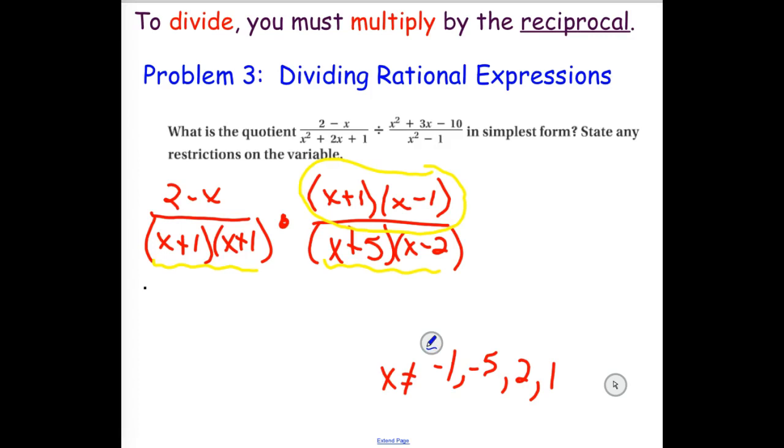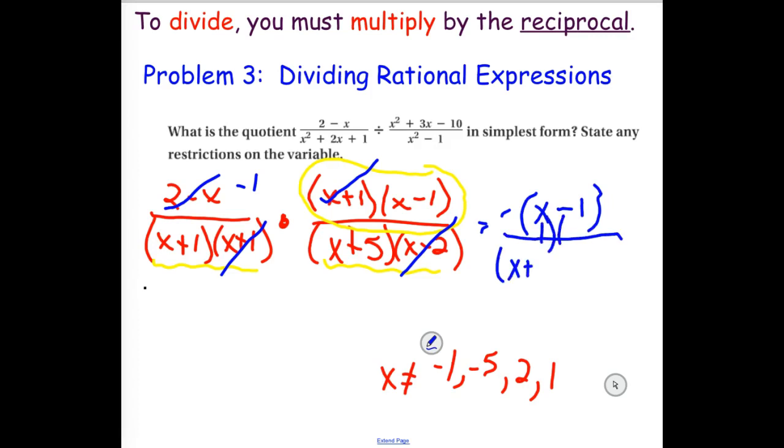What can we reduce out? There's an x plus 1 there. What else? Yeah, x minus 2 and 2 minus x are what? They're opposites. So I can reduce that out, but it's going to leave me a -1. All right? So I end up with a -1 times x minus 1 for the numerator and an x plus 1 and an x plus 5 for the denominator. Questions on that? All right, you guys go ahead and try the next one.